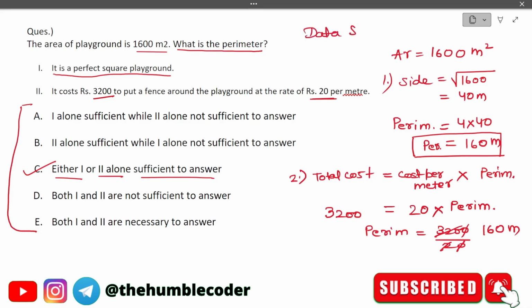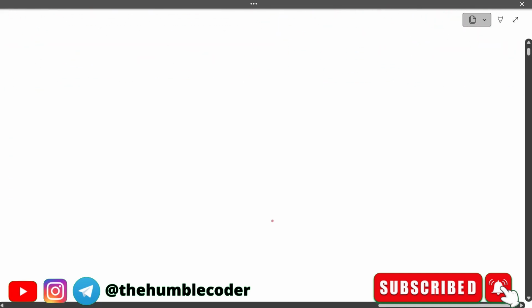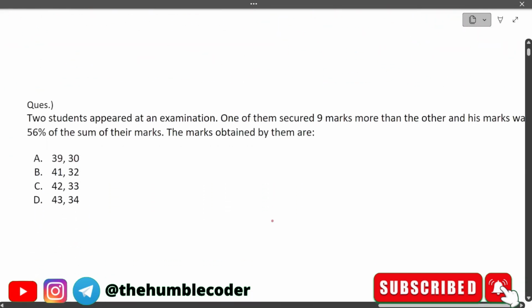So just in case you are seeing this for the first time, it will be good practice. We are going to solve more questions on this one. This is data sufficiency, and this is based on areas. The correct answer in this case is option C, which is: either statement 1 or statement 2 alone is sufficient to answer our question. Let us move on to the next question now.